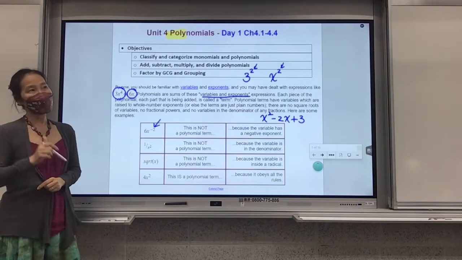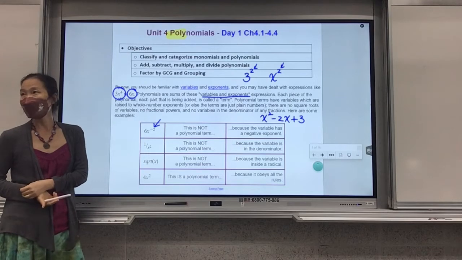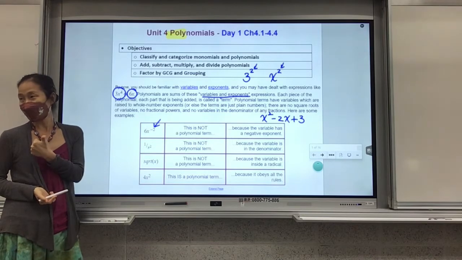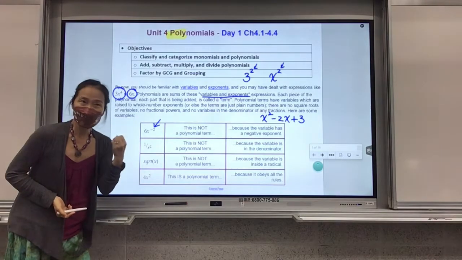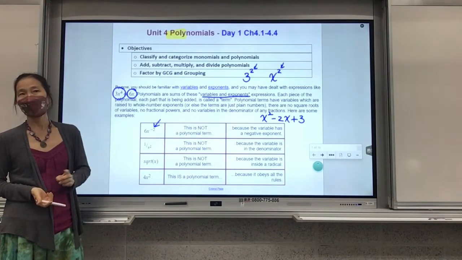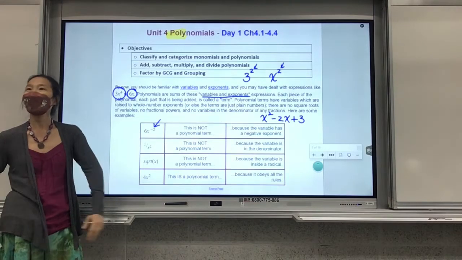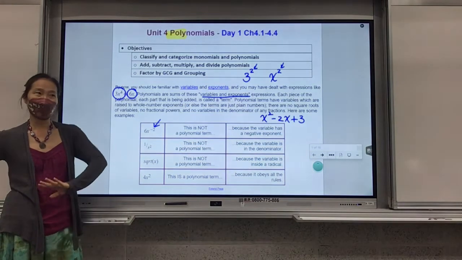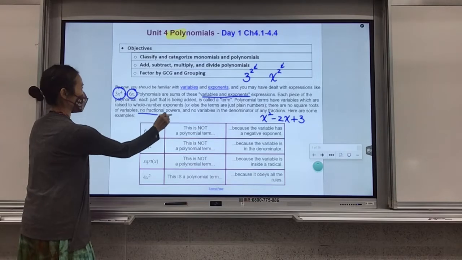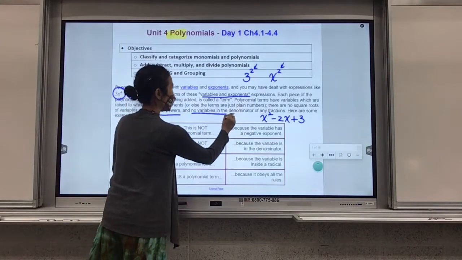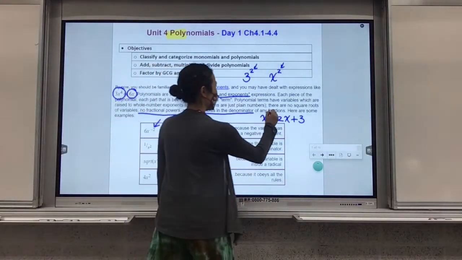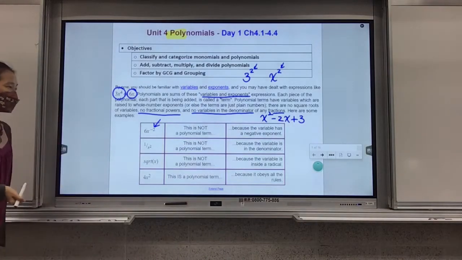That exponent has to be a positive integer. An integer cannot be a fraction, right? Because it's positive, so it cannot be negative. Those kinds of exponents are not qualified to call themselves the polynomial family. They are a different family, okay? Don't get confused. So, no fraction power, no variable in the denominator, okay? Or any fractions.